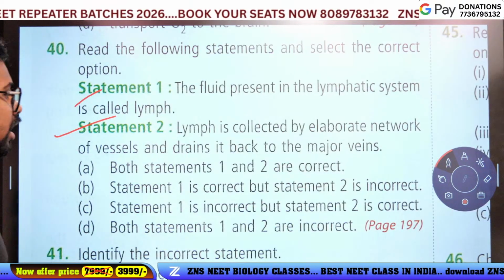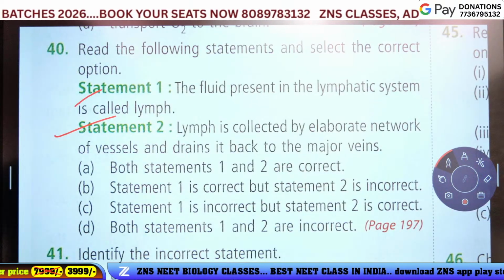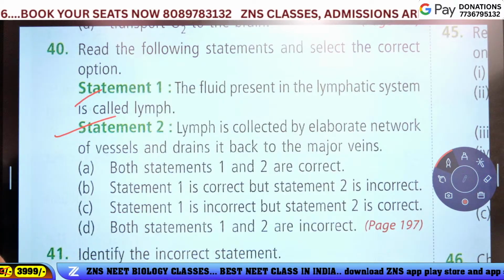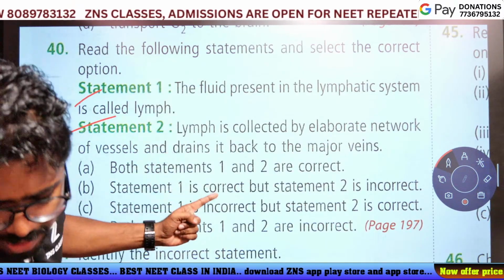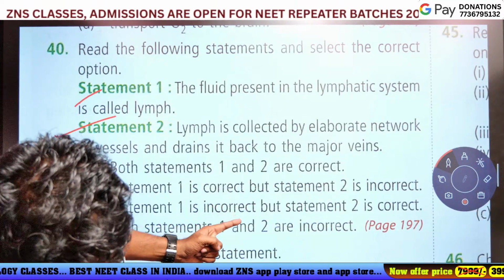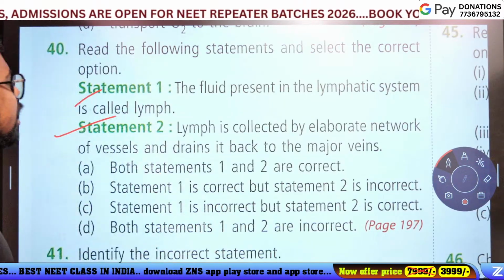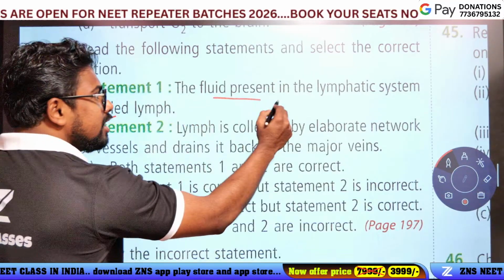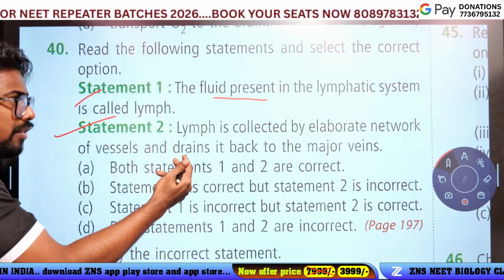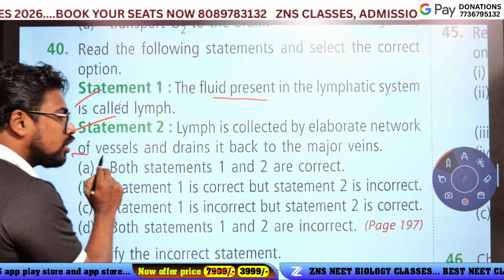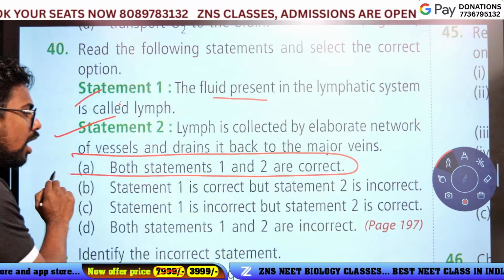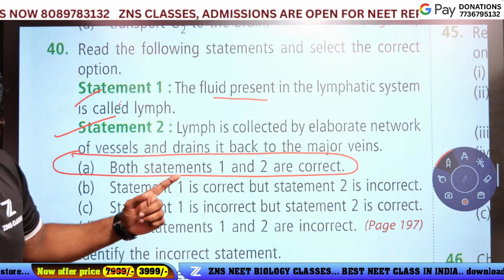Statement 1 is correct but statement 2 is incorrect? No, the two statements are correct. Which is the answer? The fluid present in the lymphatic system is called lymph, correct. Both statements 1 and 2 are correct.